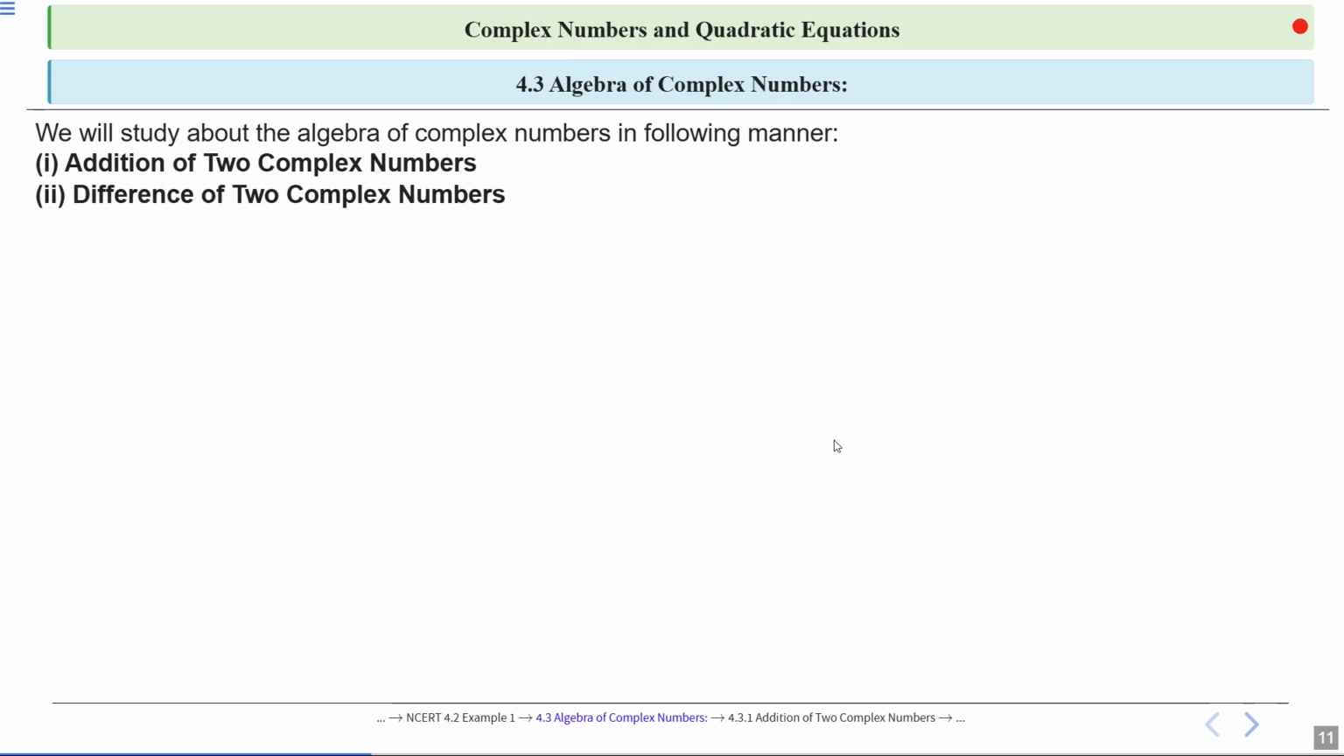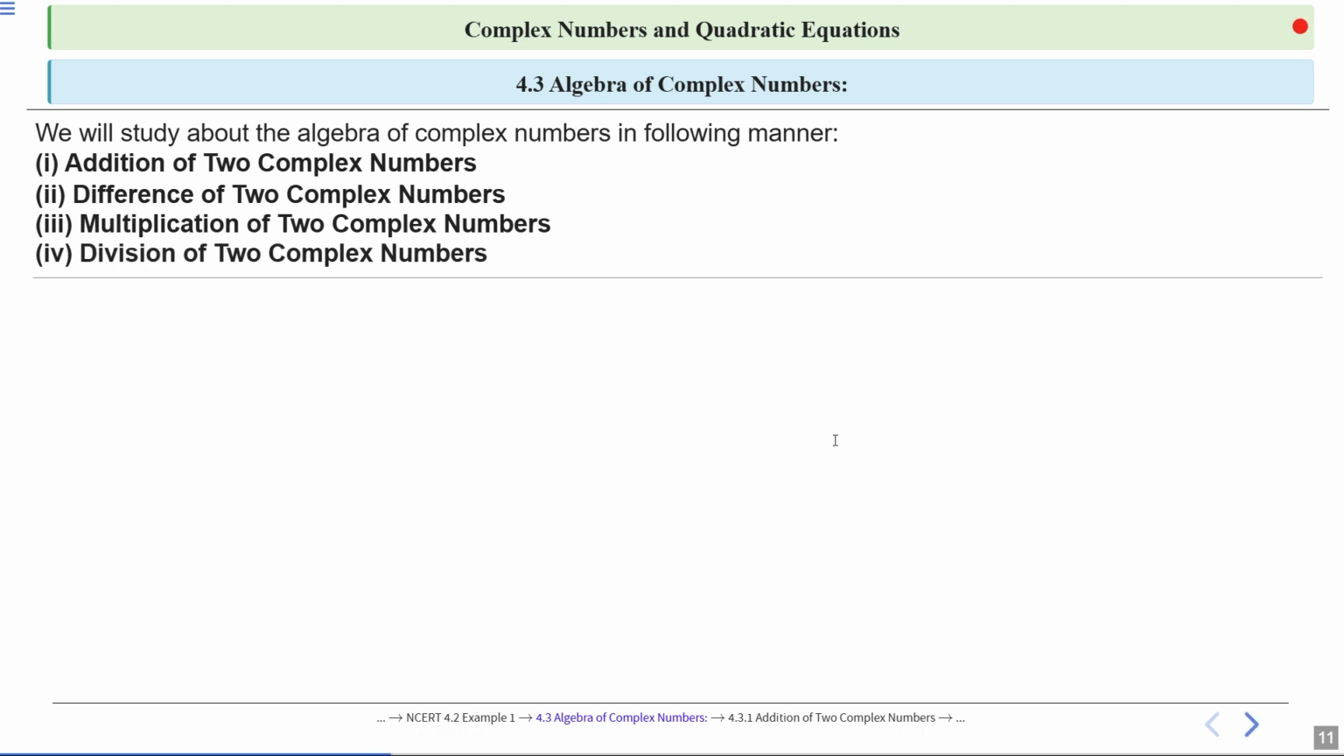Then we will discuss difference of two complex numbers. Then we will discuss multiplication of two complex numbers. Then we will discuss division of two complex numbers. So these are some algebraic operations of complex numbers.